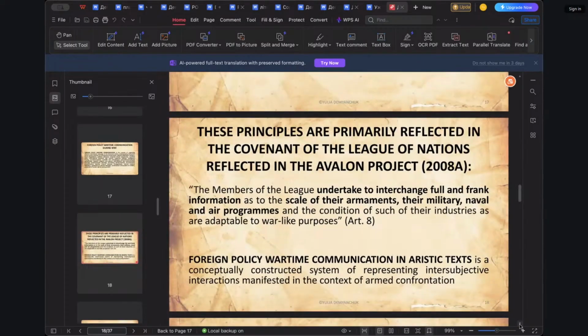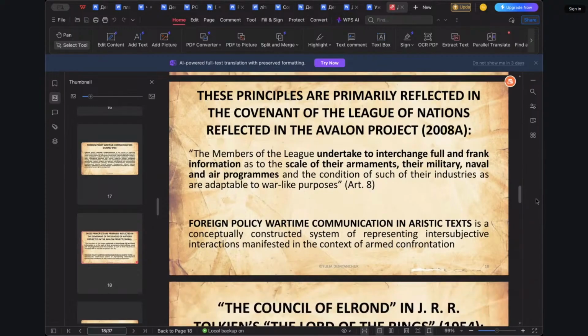This principle of foreign policy wartime communication can be reflected in the Covenant of the League of Nations, reflected in the Avalon Project. And here is an appropriate extract from the archival document of the League of Nations. In this text fragment, the linguistic expression "undertake to interchange full and frank information" functions as a verbal act of commitment framed as a collective agreement.